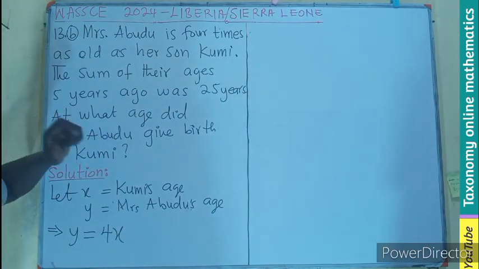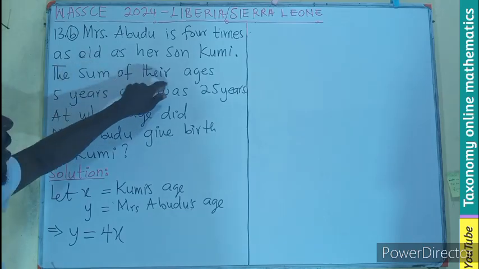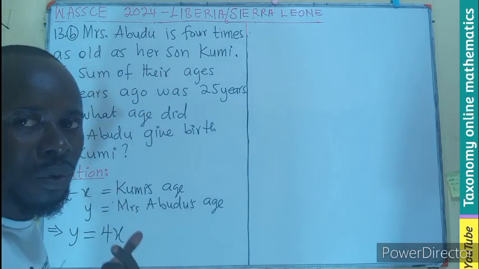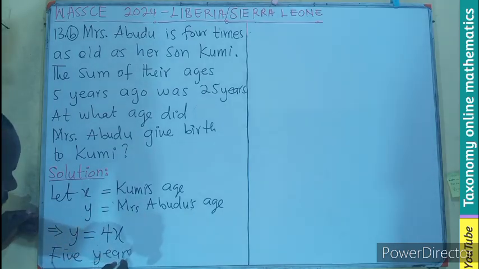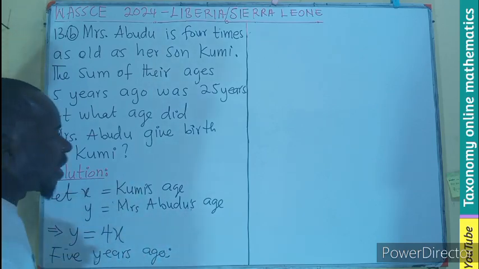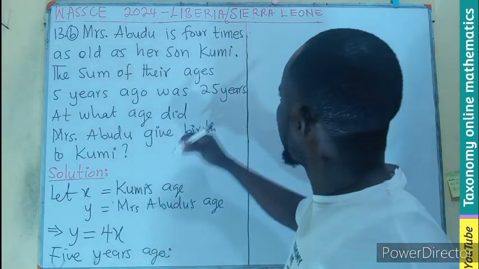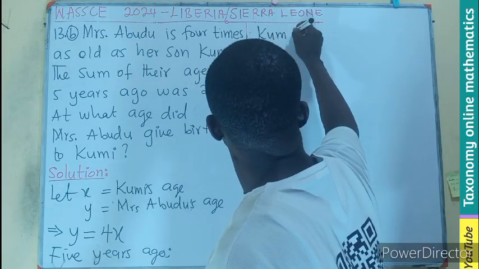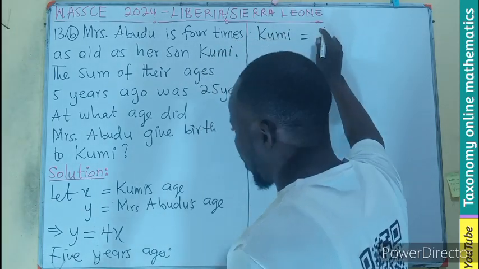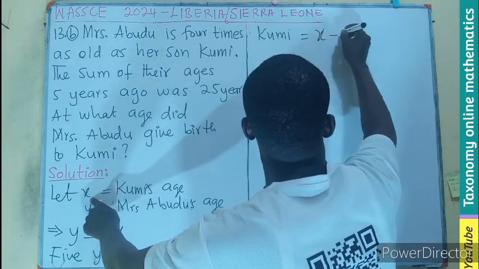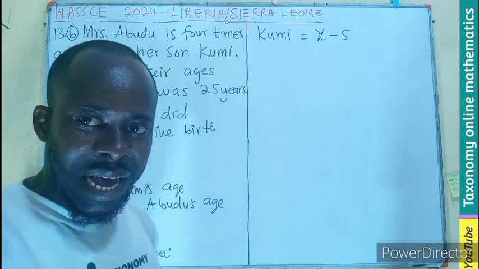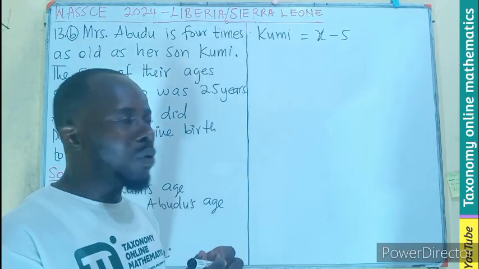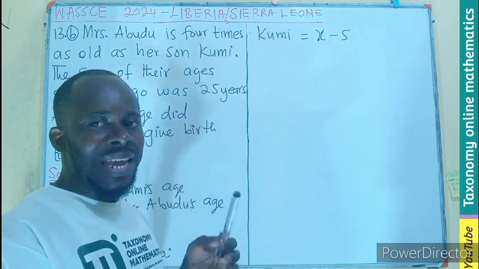The next thing is the sum. Sum means addition, right? So the sum of their ages 5 years ago. What do you think their ages will be? 5 years ago, Kumi's age will be x minus 5. The x is representing their current age now. So 5 years ago, Kumi will not be at this age. It will be less than the age we have now.